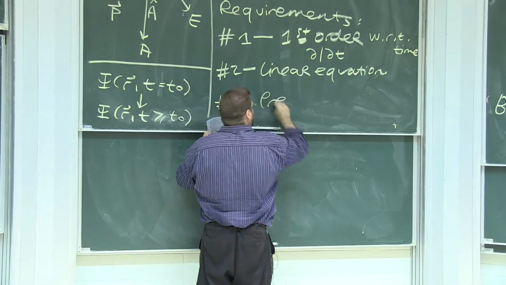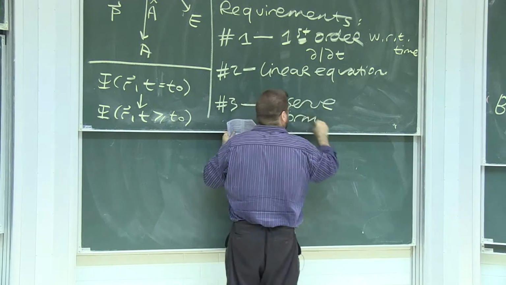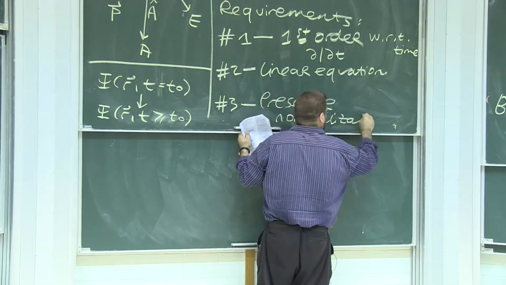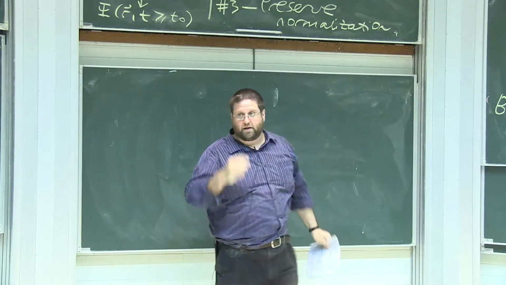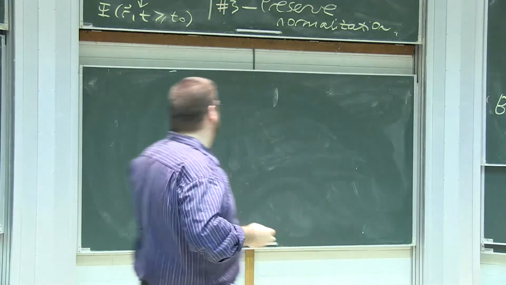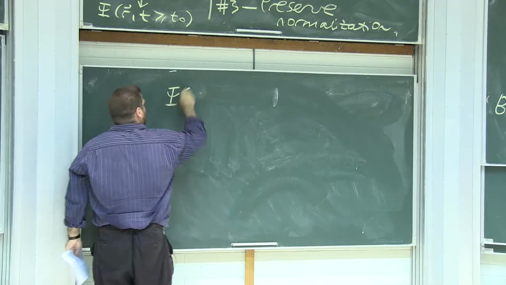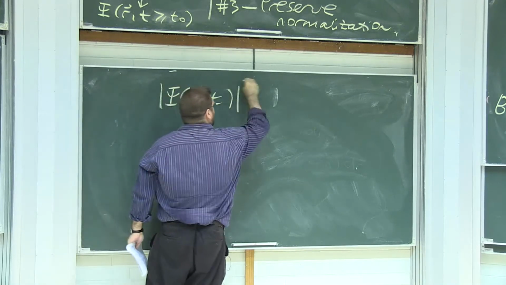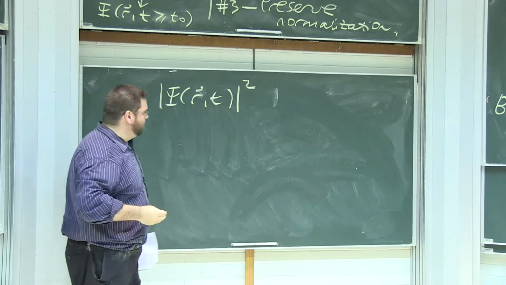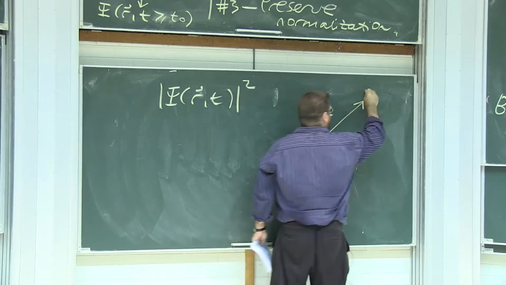And the third demand is that the Schrodinger equation must preserve normalization of the wave function, a term that I'll explain now. So remember the Born interpretation of quantum mechanics, which I'll revise now. The magnitude squared of the wave function is a probability density, a probability per unit volume. What do we mean by that?